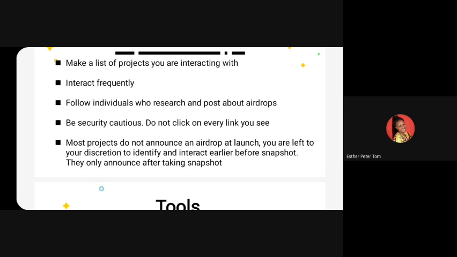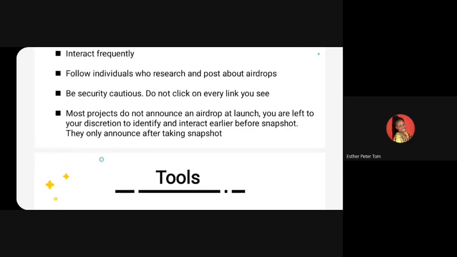And be cautious. Don't click on every link that you see, because people know that people are hungry, people need money, people love airdrops. So there are scammers everywhere with fake airdrops. Sometimes even a genuine airdrop will have a clone pretending to be the real one. If you're not familiar, you go and click on the wrong link and you compromise your wallet. So be security cautious first. Be security cautious always. Don't click on everything that you see.